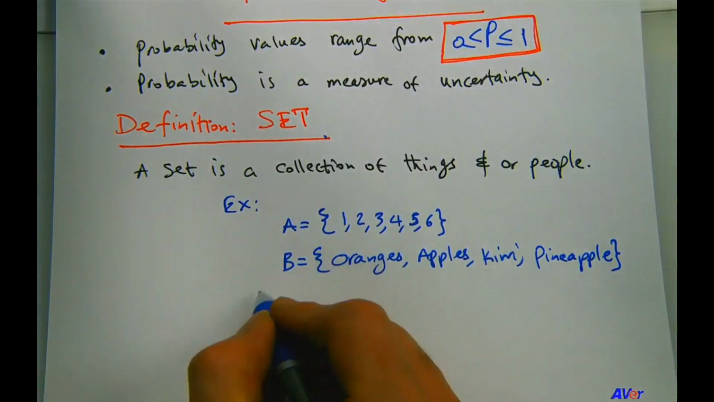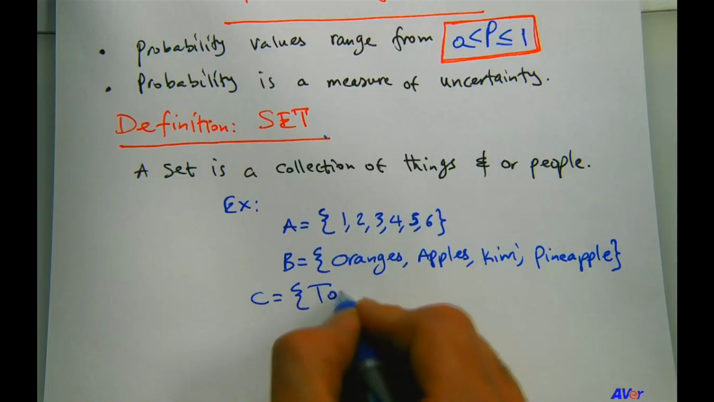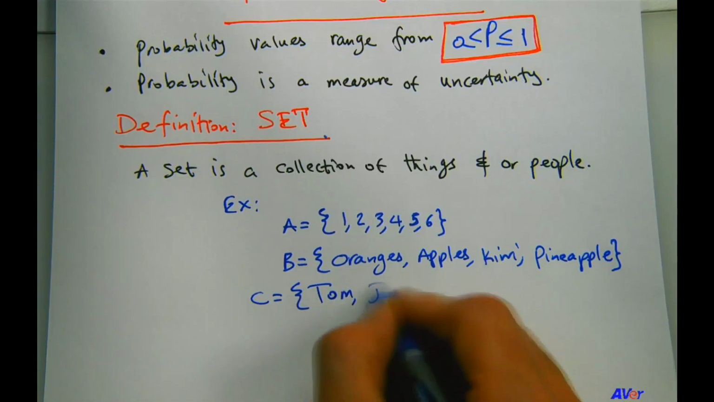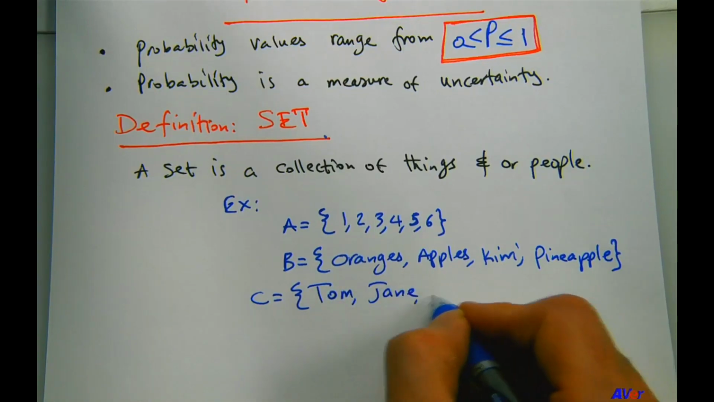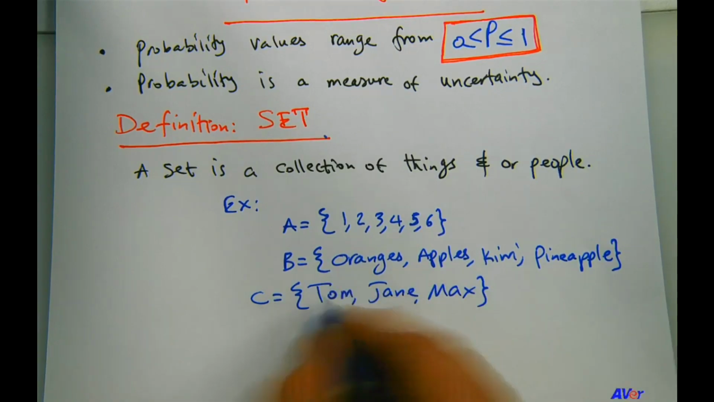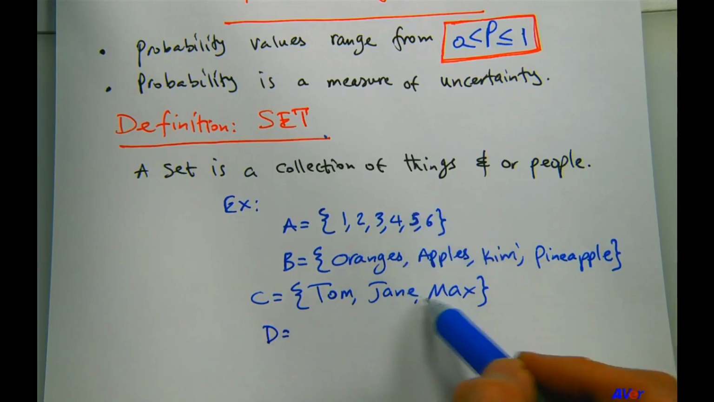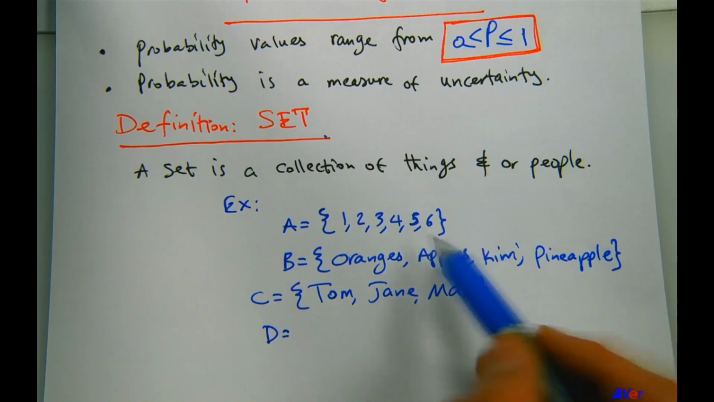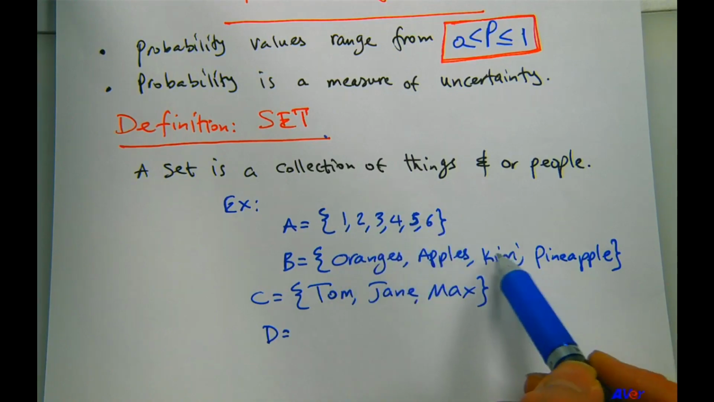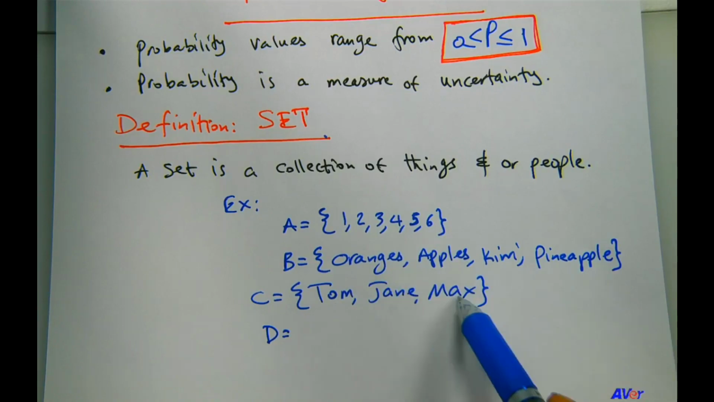What would be another set? Well, a collection of people, specific people. So Tom, Jane, and let's say Max. Okay, what else? What kind of other examples can we have? Well, all of these three examples that I've given so far are examples of finite sets. Right? So they have a finite number of members. This set has 6 members, this set has 4 members, this one has 3 members.